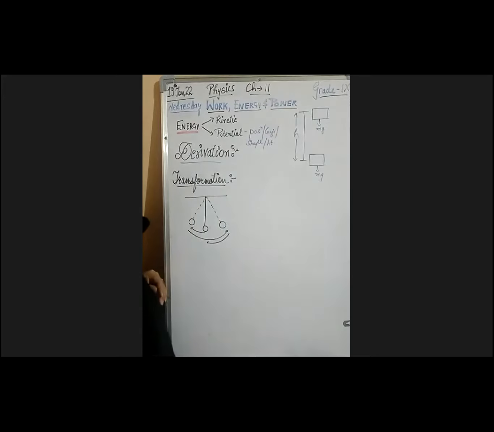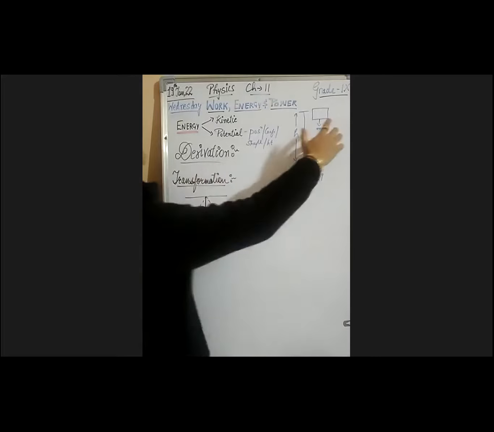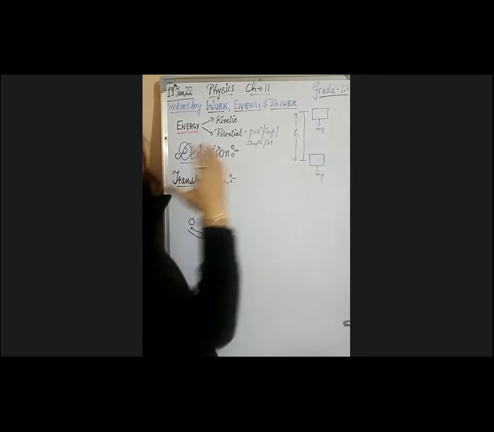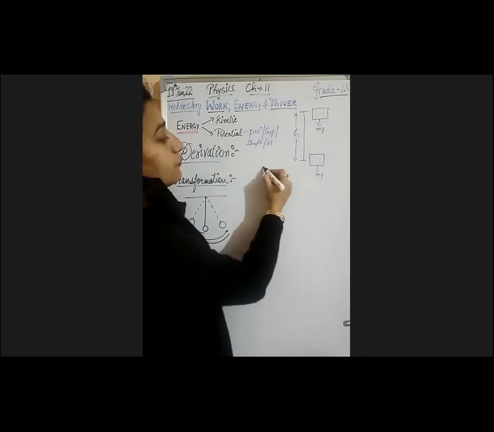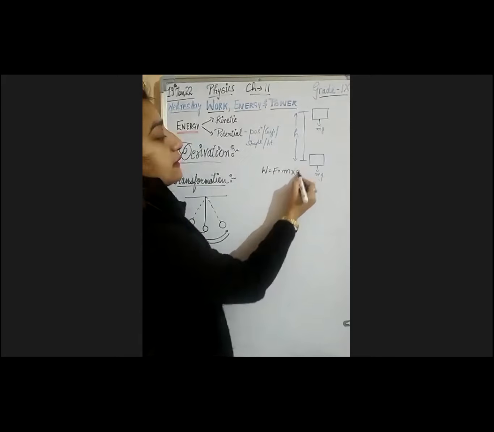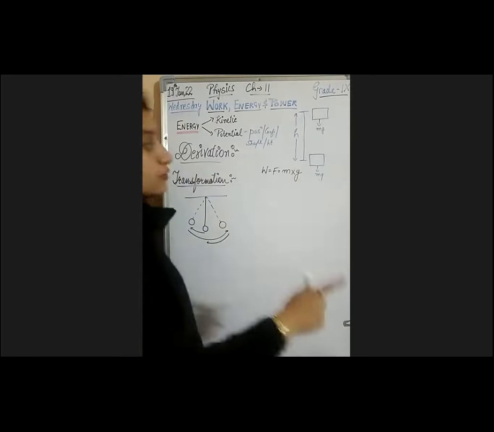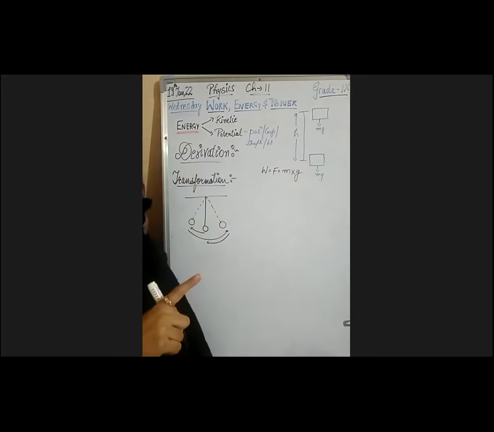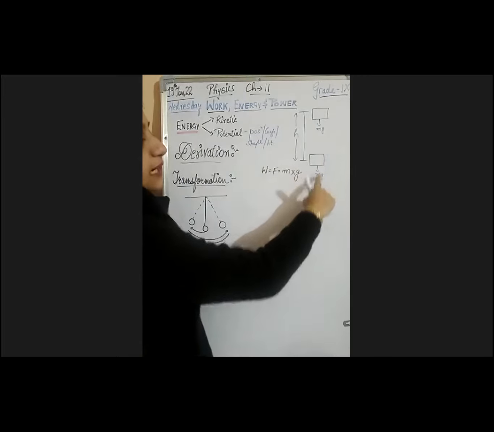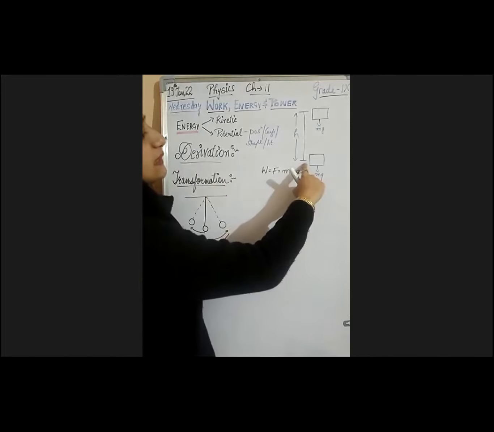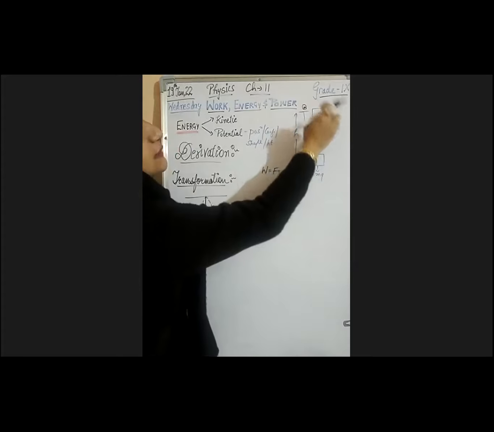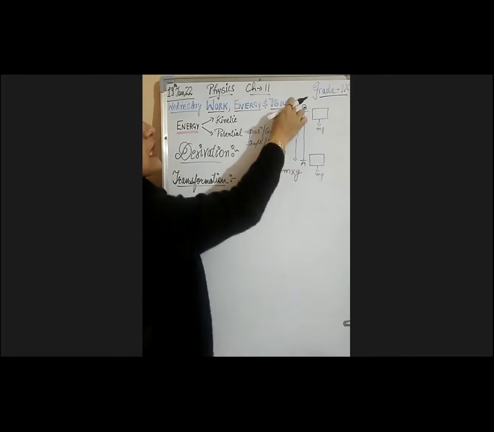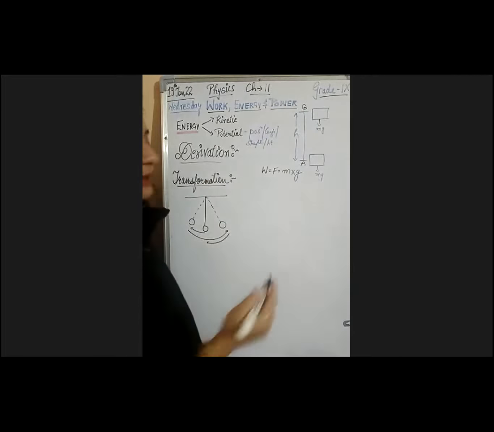So let us start with the derivation. I have taken one object, and you all know the object's weight is due to gravitation. Weight is actually a force equal to mass into acceleration due to gravity, and it always acts in the downward direction. So weight is mg, and I have placed this object at some height, from this point to this point.